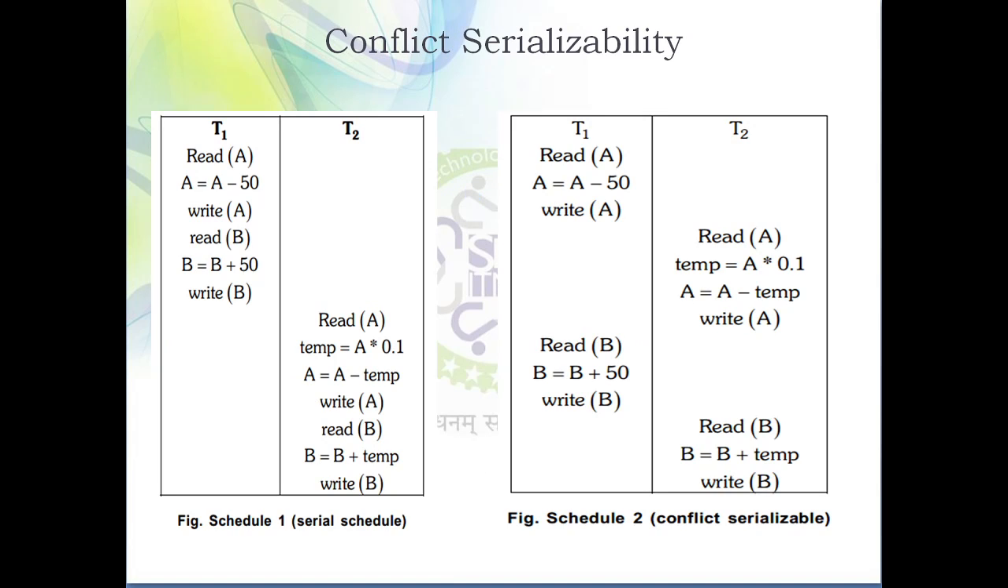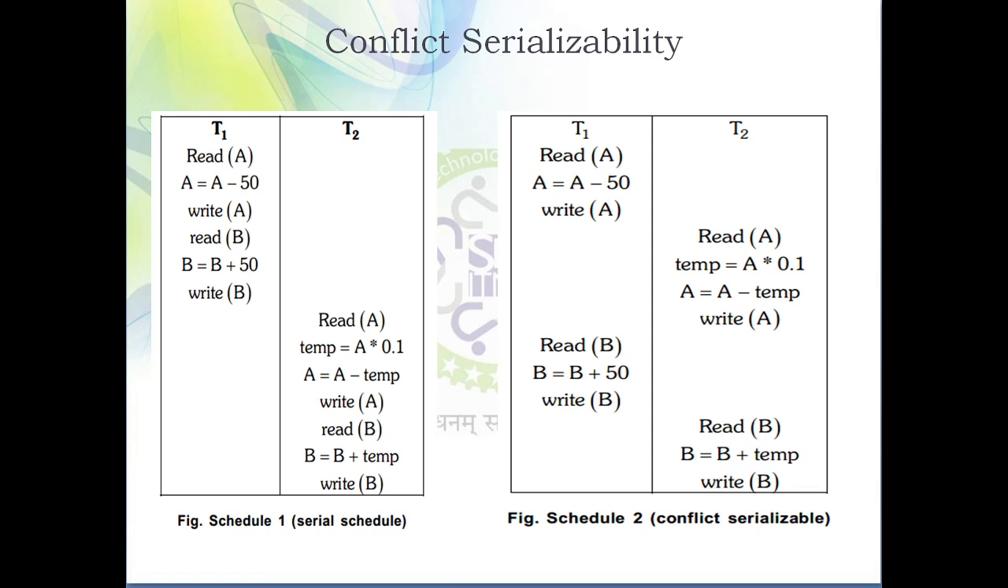Now we'll check with this particular example. So this is a serial schedule, this is schedule 1 and this is schedule 2. Schedule 1 is a serial schedule, and for schedule 2 we want to check whether it is conflict serializable or not. So my problem statement is that I need to check whether schedule 2 is conflict serializable or not. We have just read the condition.